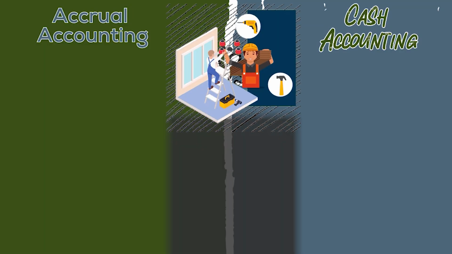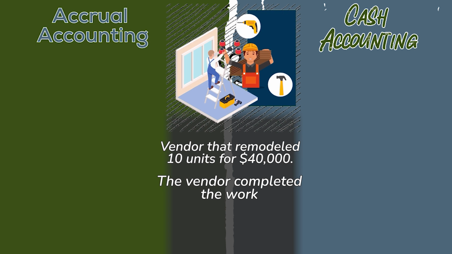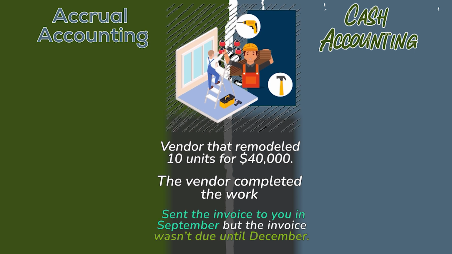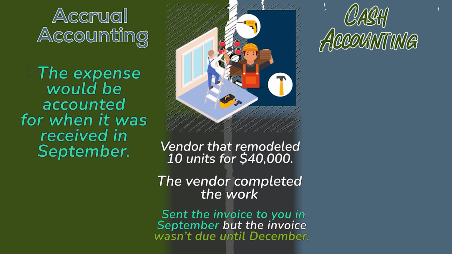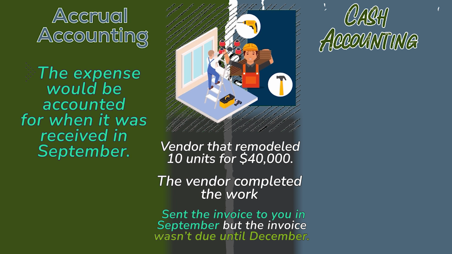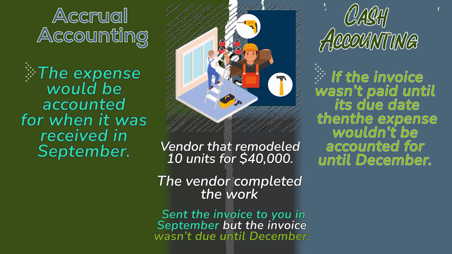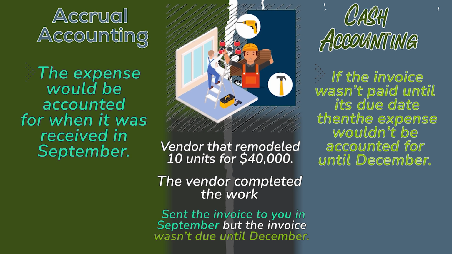All right, let me give you an example here. Let's say you had a vendor that remodeled 10 units for about $40,000. The vendor completed the work and sent the invoice to you in September. However, the invoice isn't due until December. In accrual accounting, the expense would be accounted for when it was received in September. But in cash accounting, if the invoice wasn't paid out until its due date, then the expense wouldn't be accounted for until December.